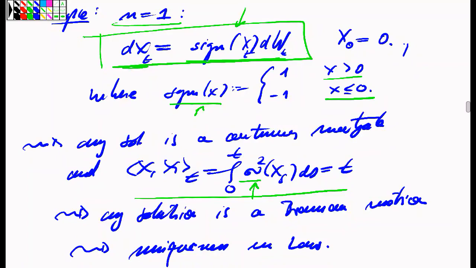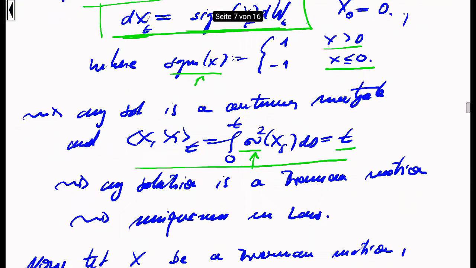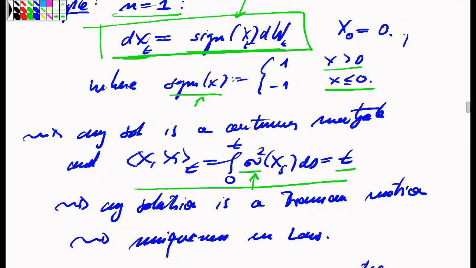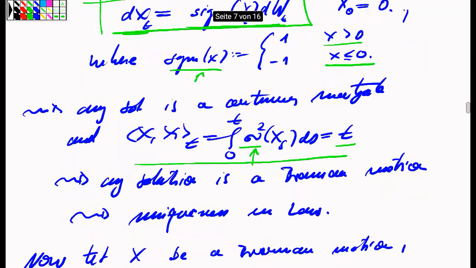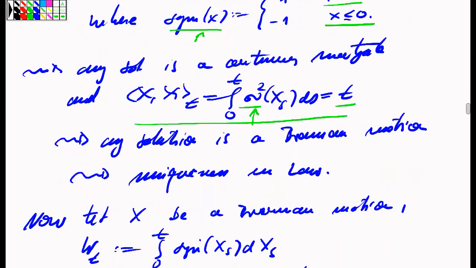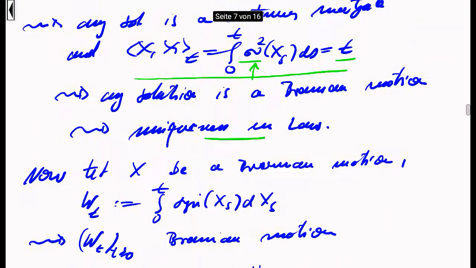So therefore, this integral against time is just t alone. And therefore, by the Levy characterization, we know that the solution process x must be a Brownian motion. So any solution is in fact a Brownian motion, and therefore we have uniqueness in law.